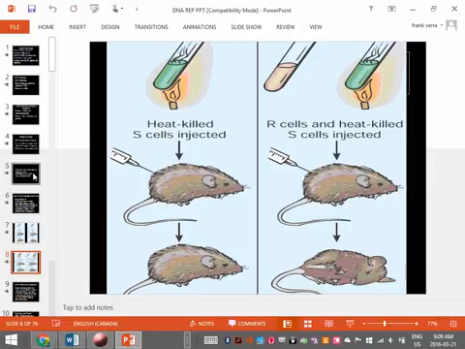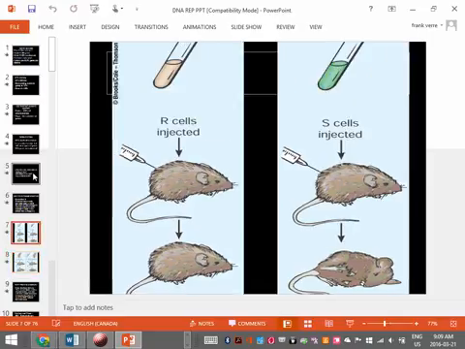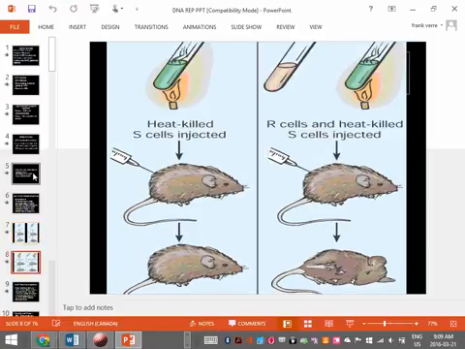So what happened was Frederick Griffith took that information where we know that R cells are safe and S versions are lethal, and what he did was he killed them. Now remember, the S one is lethal, right? So what happens if you take the lethal bacteria and you heat it, and then you inject it? What happens to the mouse?